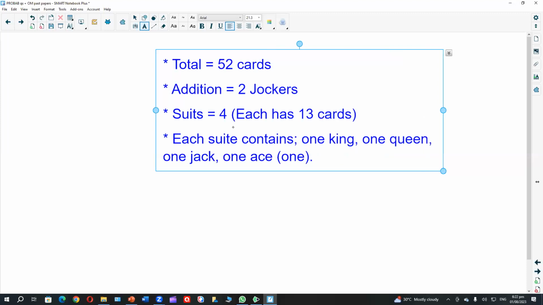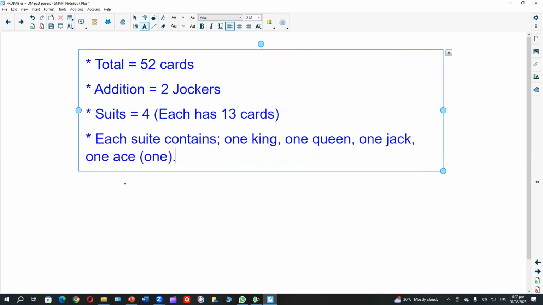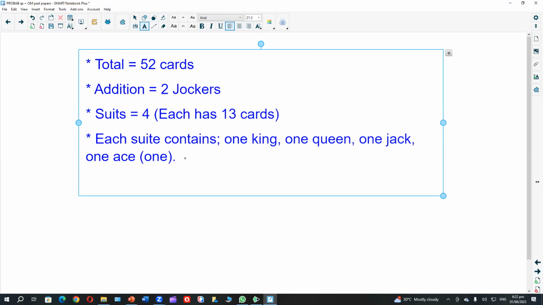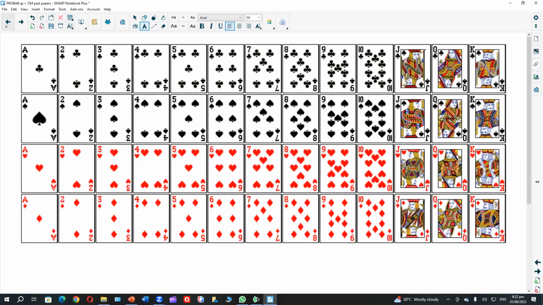Each suit contains 1 king, 1 queen, 1 jack, and 1 ace. Now look at this screen again. Yes. Number cards are 2, 3, 4, 5, 6, 7, 8, 9, until 10.